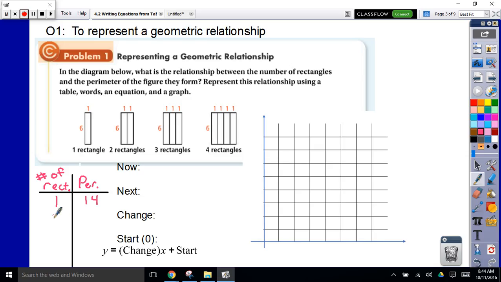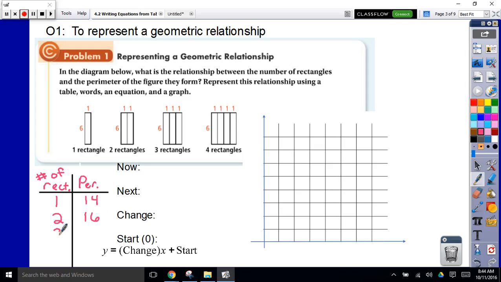If we have 2 rectangles, what is the perimeter now? Gretchen? No? Careful. A lot of people say 28 because you think it's going to be twice with one rectangle, but these sides are touching, so we're not counting those sides. Gabby? 16.